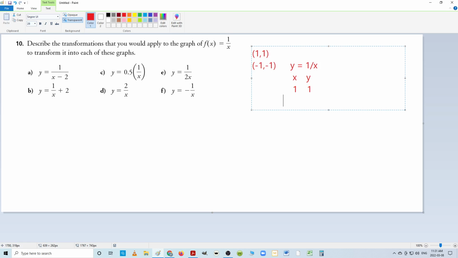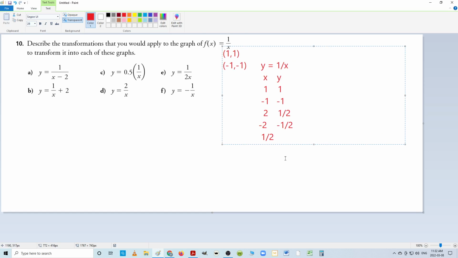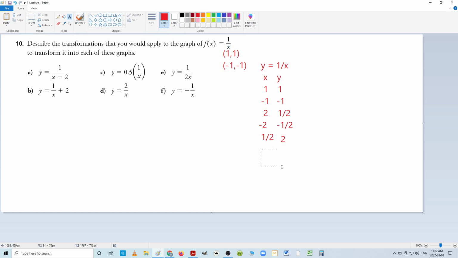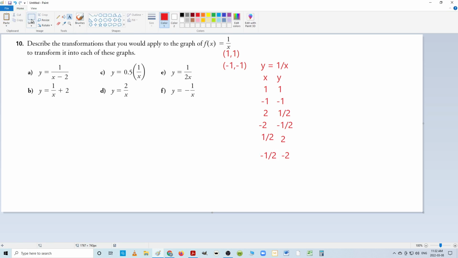Punch in a value of x that's easy to do, determine the y. You can even do bigger values. So for instance, when x is 2, y is a half, and when x is negative 2, y is negative a half. When x is a half, or 0.5, y is 2. And when x is negative a half, y is negative 2. You can do more points. So obviously, these points become harder to plot because they're halves. So that's why we just stick with the 1 comma 1.